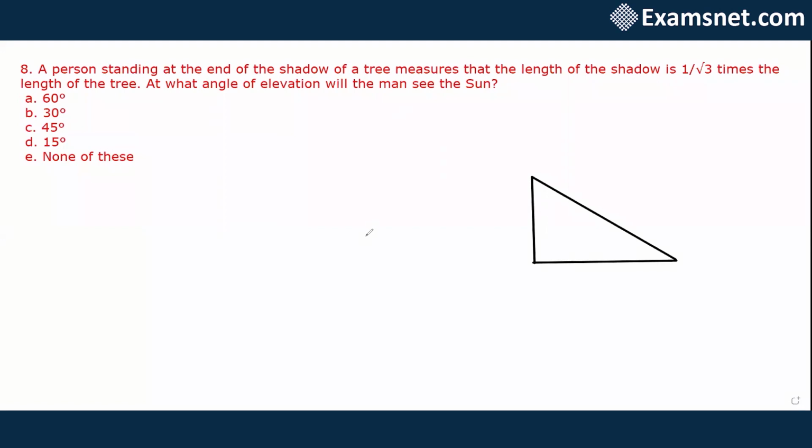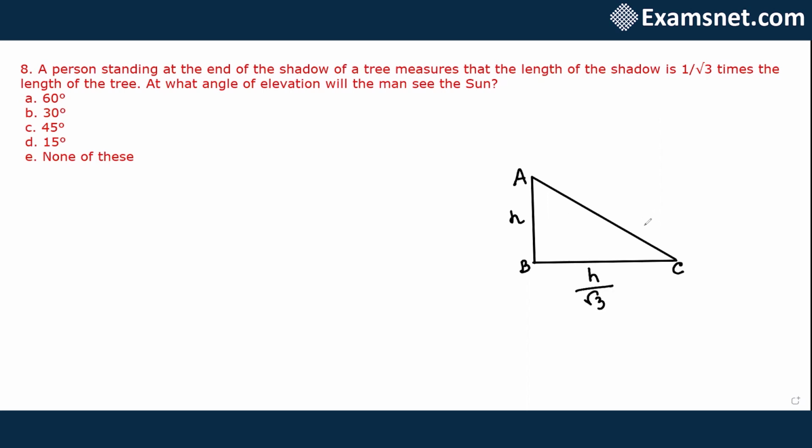Question number 8 states that a person standing at the end of the shadow of a tree measures that the length of the shadow is 1 by root 3 times the length of the tree. So let's say here AB is the tree, and the person is standing at the point C. So here BC is the shadow, the length of the shadow. Okay, so we can assume the length of the tree is H. That means the length of the shadow will be 1 by root 3 times H. So it becomes H by root 3.